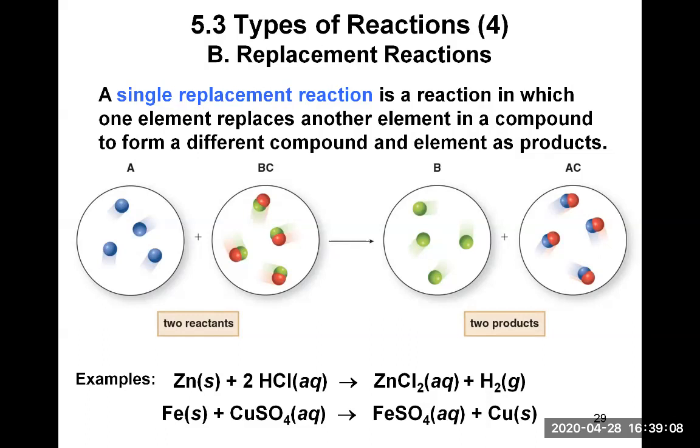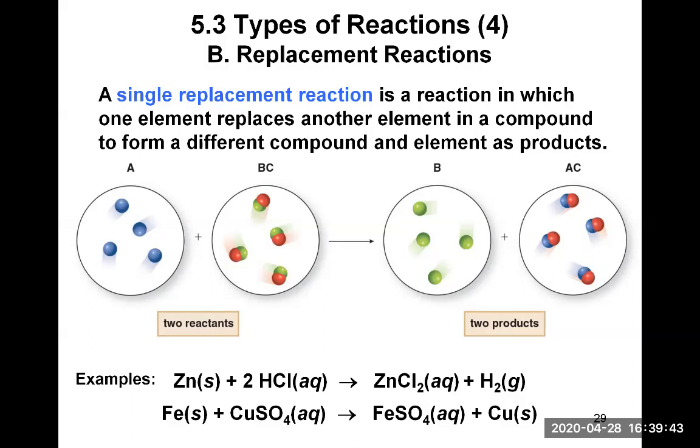You see that on the left, zinc is an element, it's by itself, and HCl is the compound. And so the compound will get rid of the hydrogen and take on the zinc. So now the compound is zinc chloride, and the hydrogen is an element. H2 gas is an element because it's just hydrogen atoms. So we have a different element and a different compound.